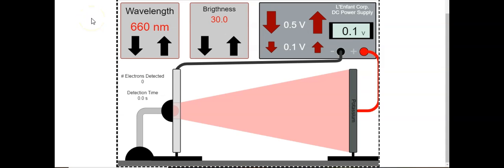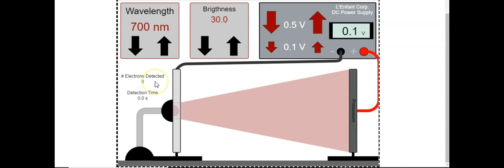Here I have a simulation showing a photo source shining red light onto a piece of potassium plate, and we can see that these red squiggle lines represent photons of light or bursts of wave energy. Now I have this set with a very low frequency, which is a low energy, so you can see that as the light strikes the surface, no electrons are being ejected from the surface. But I'm going to turn that up in a moment.